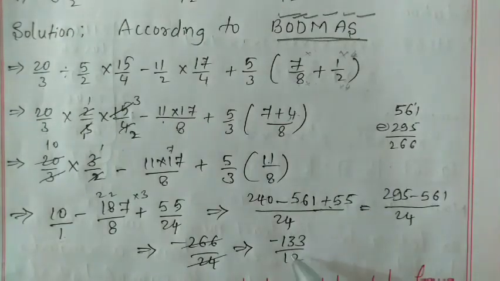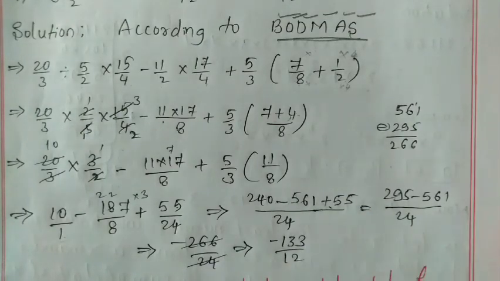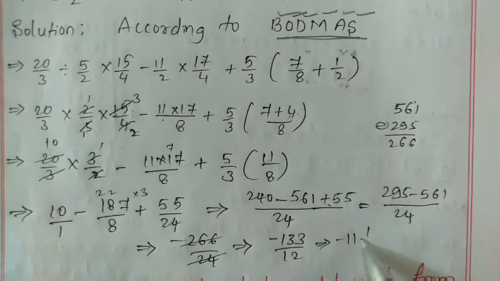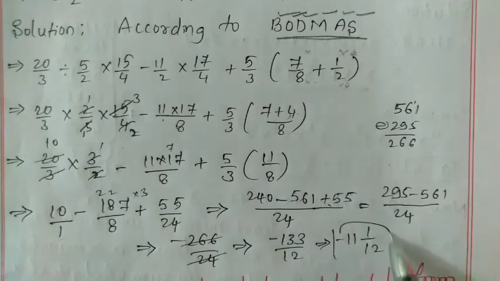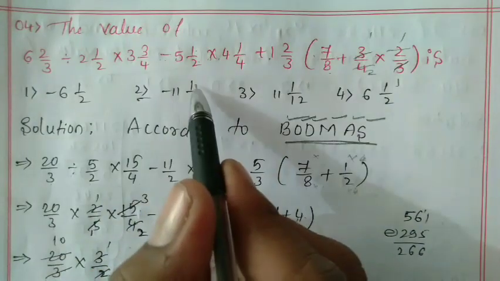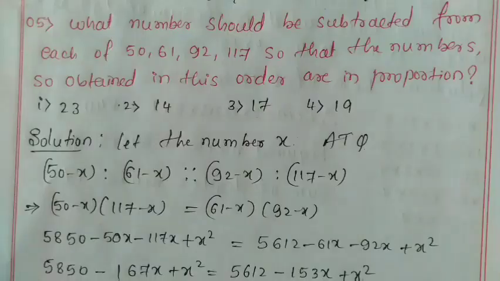Okay, so you can divide this 133 by 12. You can divide this, then you will get here minus 11 integer 1 by 12. Okay, so this is the correct answer, and the correct option is minus 11 integer 1 by 12.